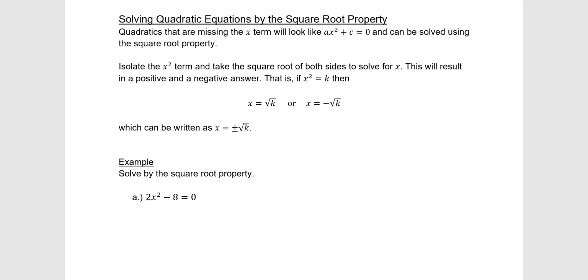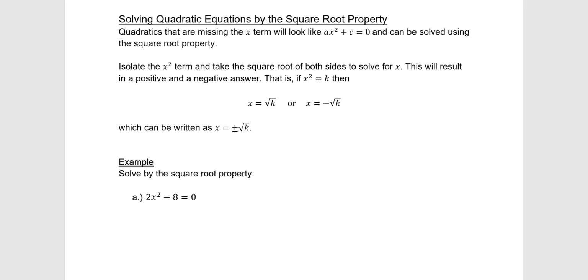So the next method we're going to be using is solving quadratics using the square root property. And this is going to come in handy when we have quadratics that are missing the x term. So something like ax² + c = 0. So you can see there's no x term here. And we'll see this can look a little bit differently for the last couple examples.